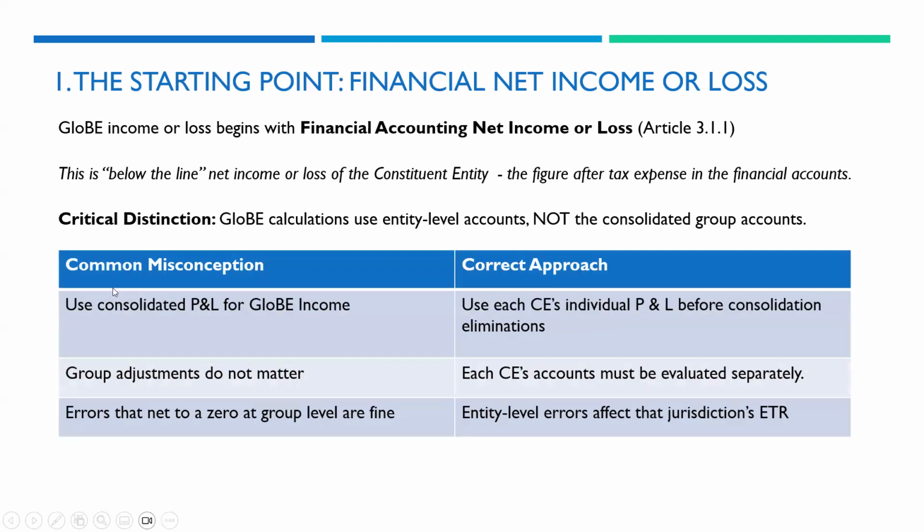Okay, so these are common misconceptions. We say that globe income uses consolidated P&L. No, use each individual P&L before consolidation eliminations. That's what you have to take. And group adjustments do not matter? Each constituent entity's group adjustments must be evaluated separately, and errors that net to zero at group level are fine in terms of consolidation, but entity level errors can affect the jurisdictional ETR.